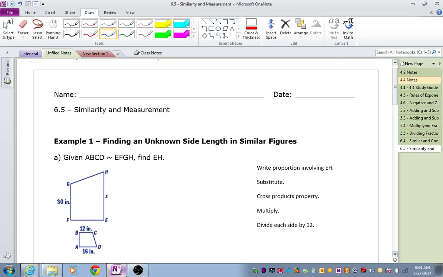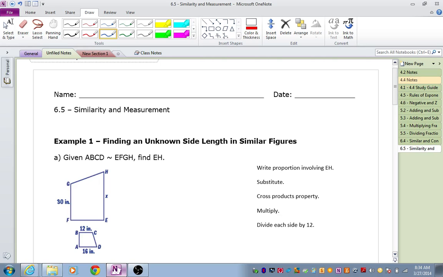This is the video for Lesson 6.5, Similarity and Measurement. Now in the last lesson, we learned how to look at similar figures and find corresponding angles and sides. We also learned that the ratios of the sides in similar figures are equal. And when we have ratios that equal each other, we can set up proportions. That's what we're going to do in this lesson.